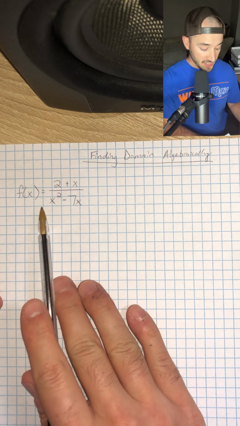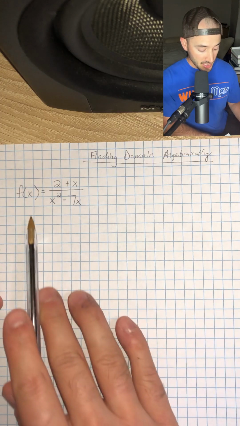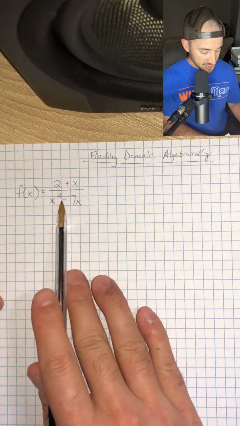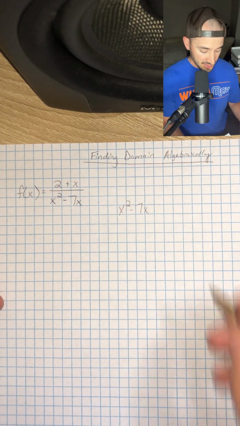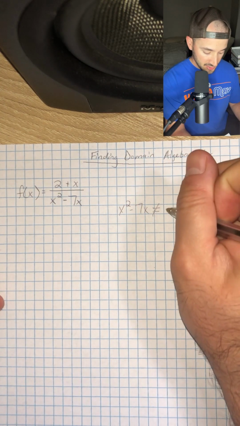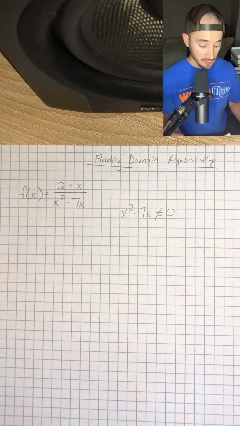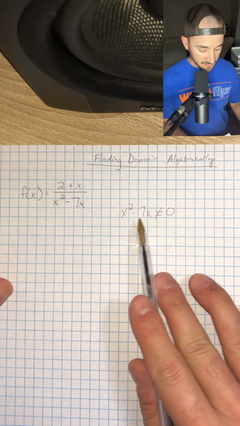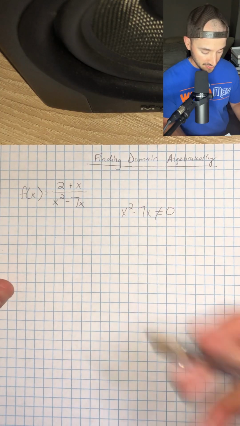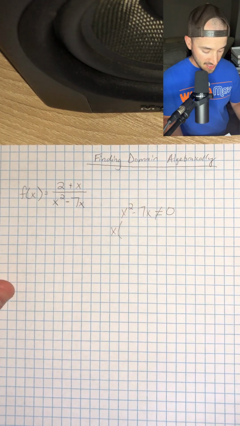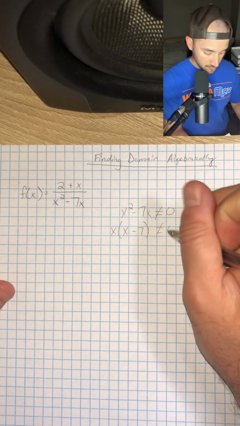In order to find what x values would make us have a denominator of 0, I'm going to write out the denominator, x squared minus 7x, and just say it cannot equal 0. Now we're just going to solve this like a regular equation. I'm noticing that we can factor out an x from both terms, so I'm going to rewrite this as x times (x minus 7) cannot equal 0.